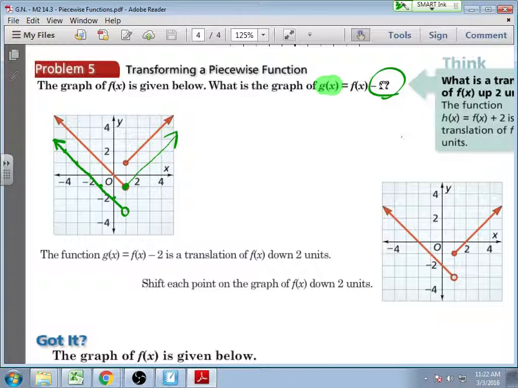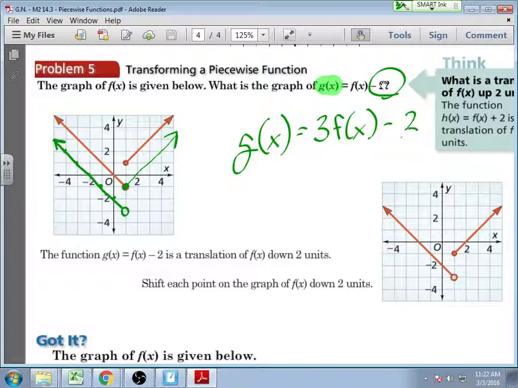This gets really funky where they start to say, and this is not what we're saying here, but where they start to say, like 3 times f of x minus 2, or where they do a compression to the function and then shift it. So that gets really goofy, but we're not quite there yet.